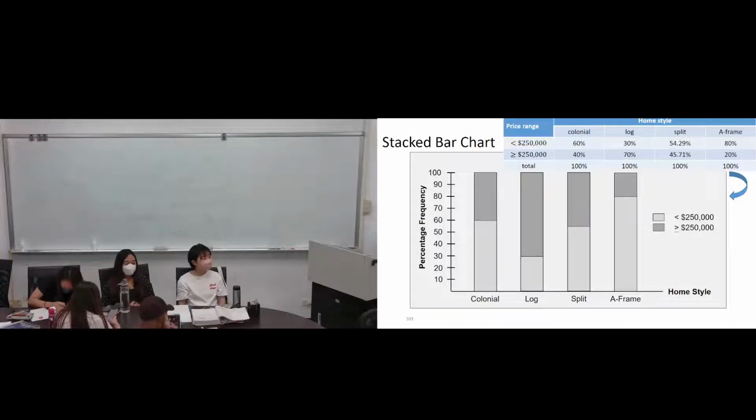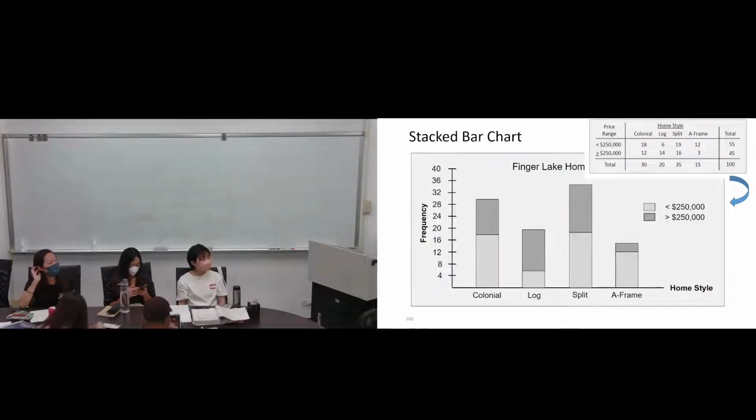We can first convert the original table into column percentages and then draw the stacked bar chart like this. Or we just use the original table, use the same bar, but divide it into different segments to represent the frequency and highlight the difference of price range. Questions?